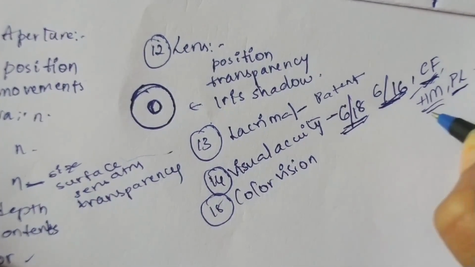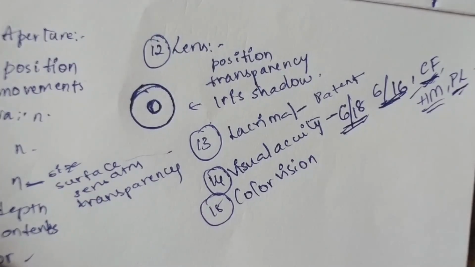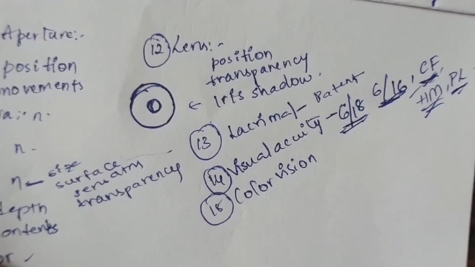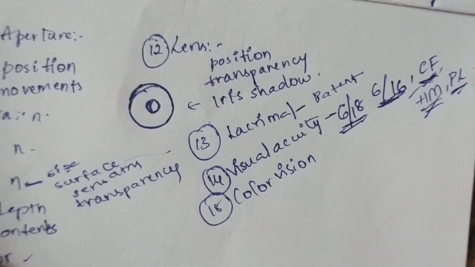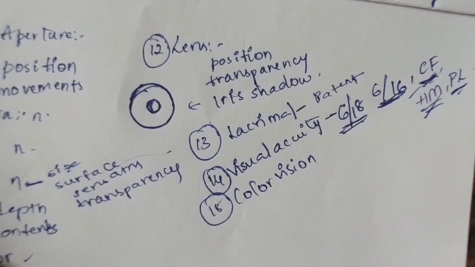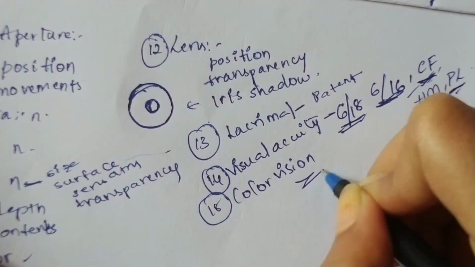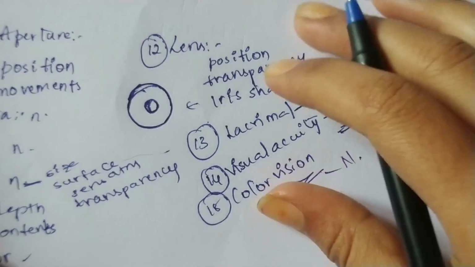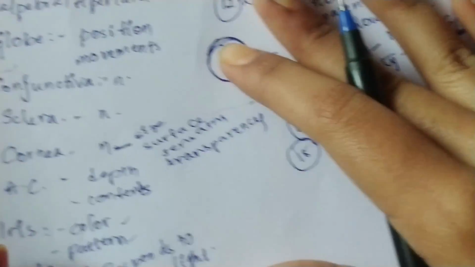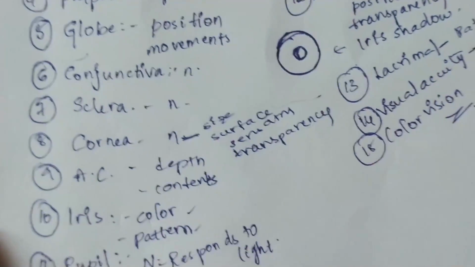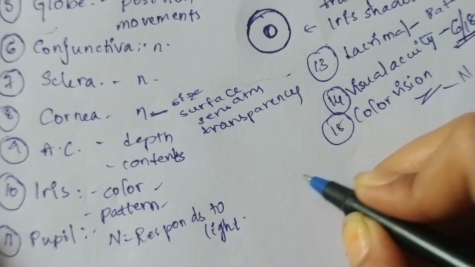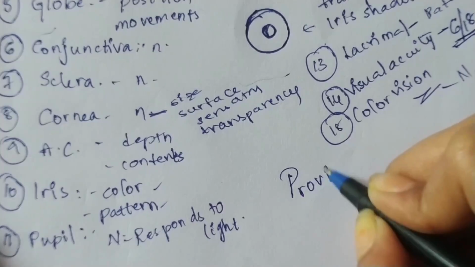And perception of light, if they cannot perceive hand movements also, then we will put a light in front of their eyes and we will ask if they can see anything or not. And color vision, we will write it is normal or not normal. This completes our history taking, and we will have to write a diagnosis, right? And this is called provisional diagnosis.